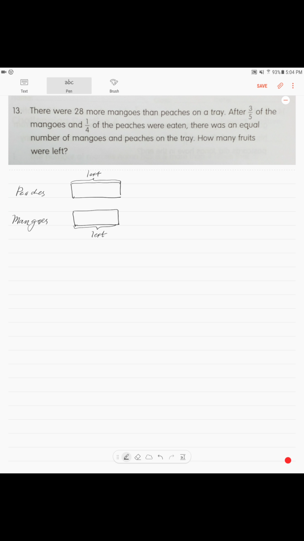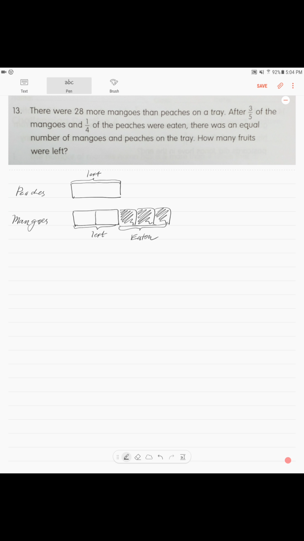Now what is left? Think about it. After 3/5 of mangoes, let's think about mangoes. 3/5 were eaten, 2/5 were left. 2/5 were left, 3/5 were eaten. Okay, these three units, they were eaten.